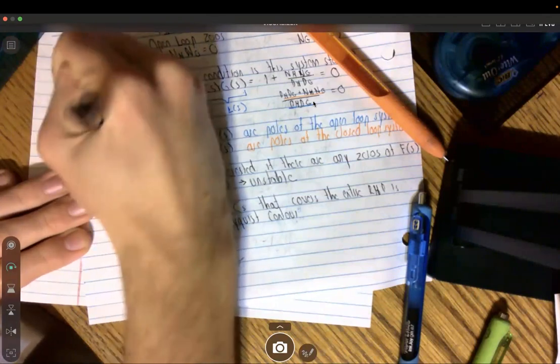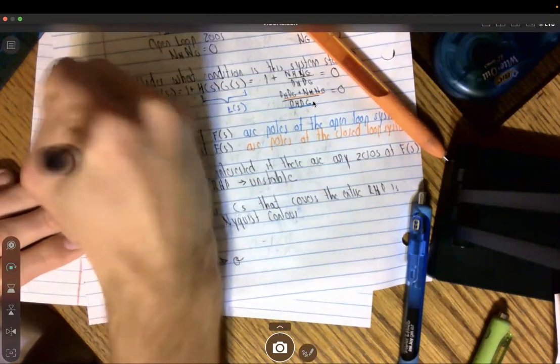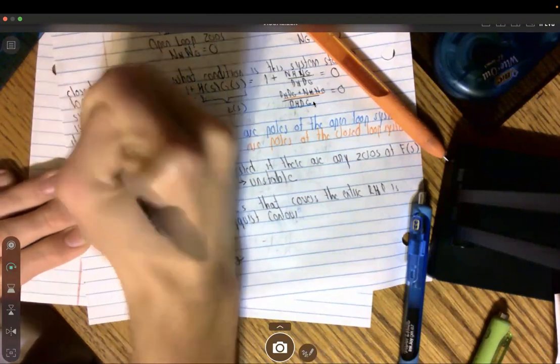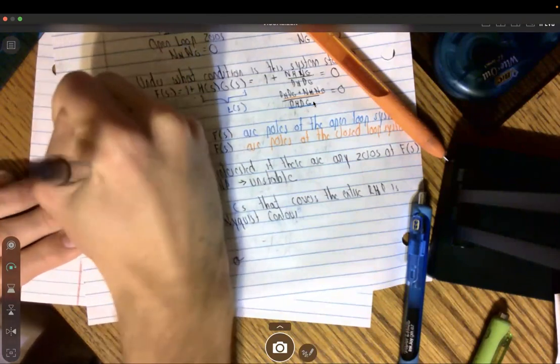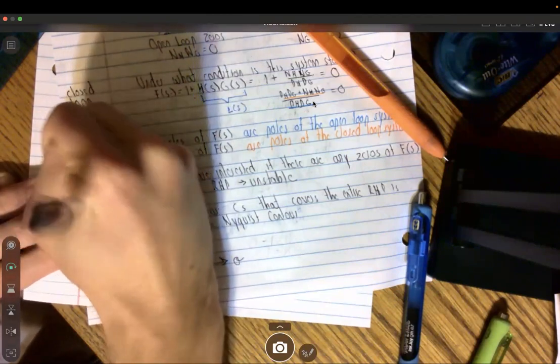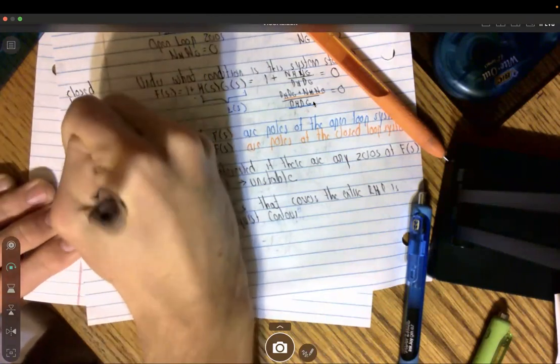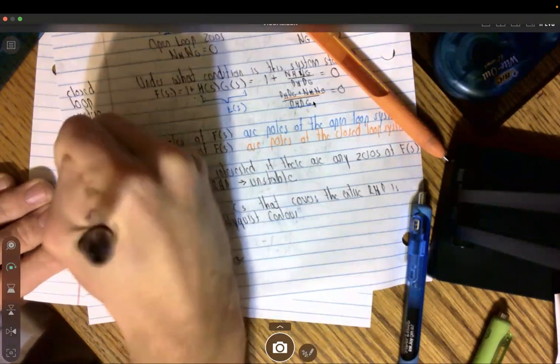is stable if all zeros of f of s lie in the left-hand plane of the s-plane. Okay.